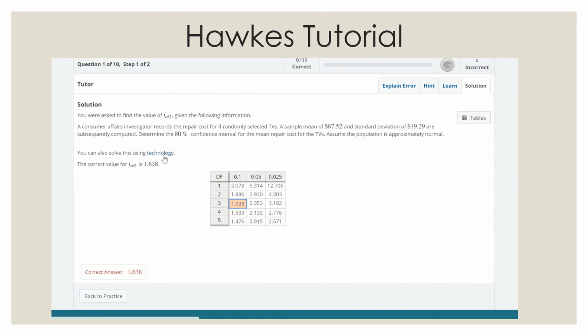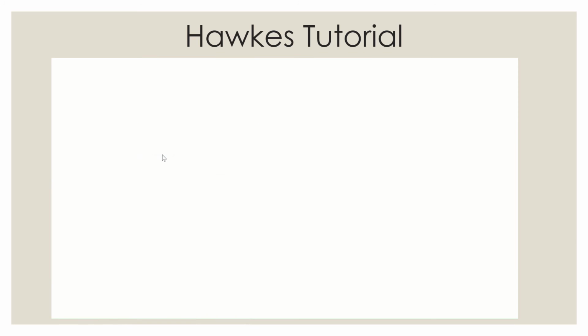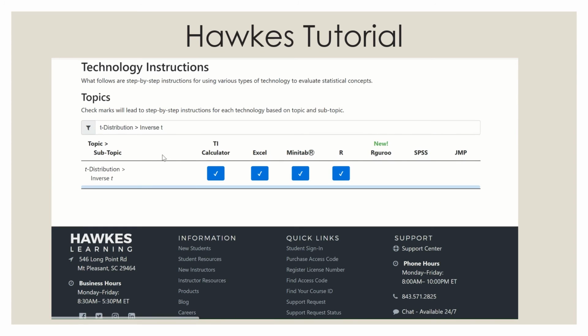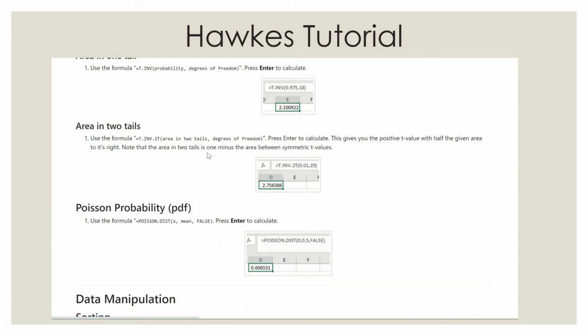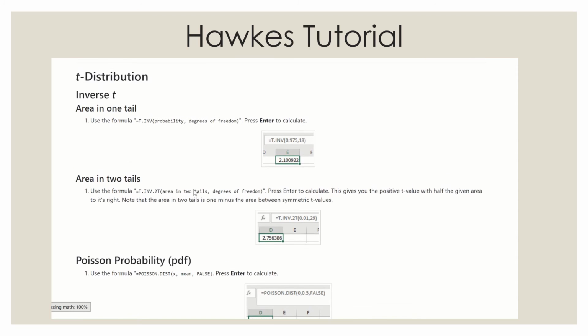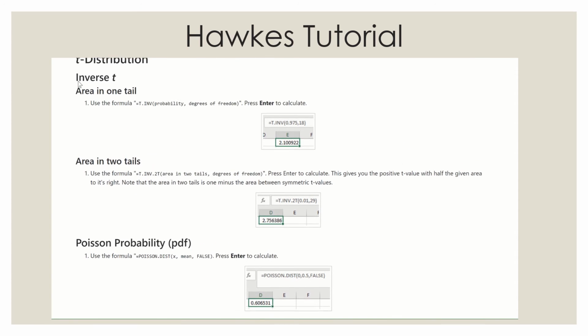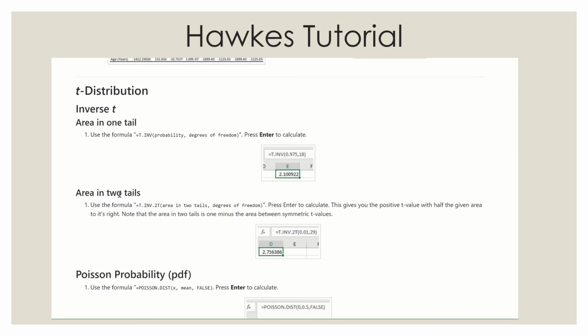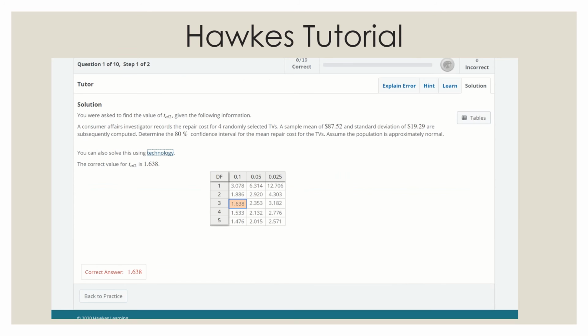Don't hesitate to also click on this solve using technology link. Notice it's going to take me to T distribution inverse T in Excel, which is fantastic because we're going to be using Excel in your projects. And so I can click right on there and it will take me to what I need to know about a T distribution in one tail or two tails using Excel, which is super important because obviously everything you do in your project will be with Excel. So back here, I can go back to practice.